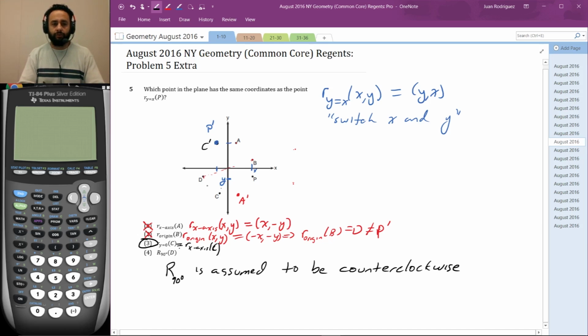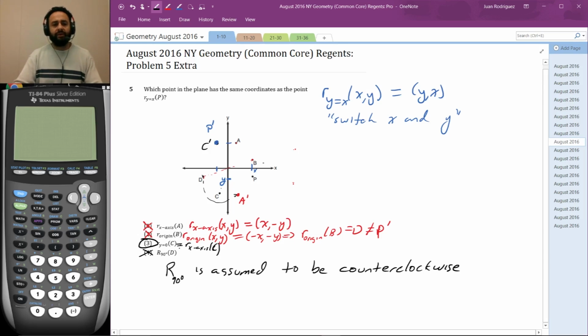So the rotation of 90 degrees of D counterclockwise, in the opposite direction, is going to be at A prime. So that in fact is not the answer. So the answer is choice C, choice 3.